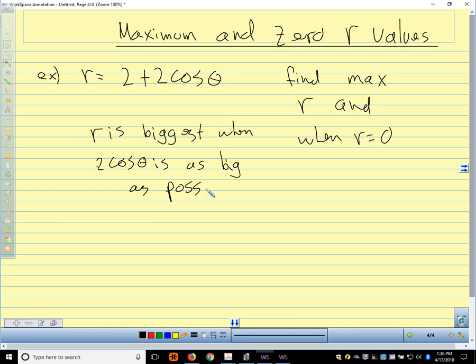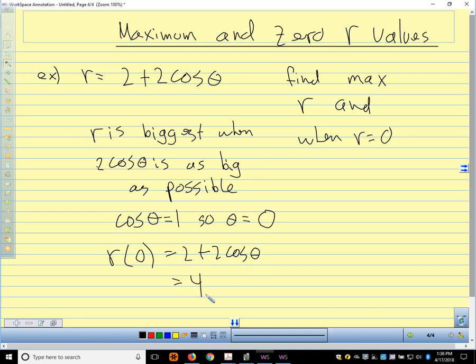What's the biggest value that cosine theta can have? It's 1. We need the cosine of theta to equal 1. That's going to make 2 cosine theta as big as possible. Well, what is theta? Theta equals 0. So when theta is 0, R of 0 is 2 plus 2 cosine 0, which is 4.